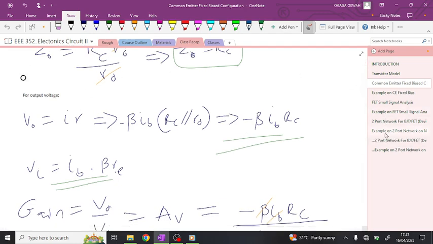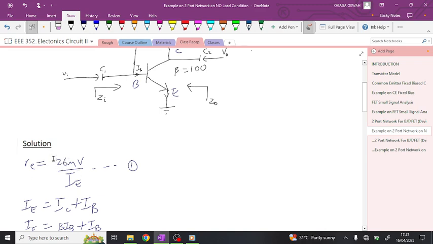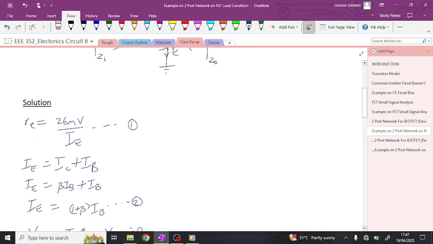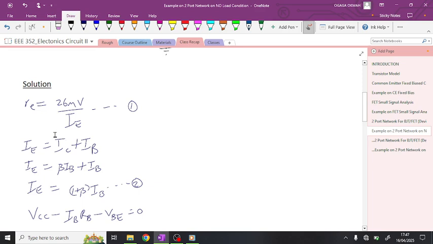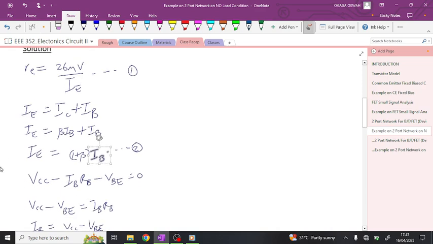So where are we now? We'll calculate the ROE value. By the formula, ROE equals 26 millivolts over IE, where IE equals IC plus IB. We've done this before. IC is the same as beta IB. So IE will now give us this value. To calculate IE, we need to know IB, and to know IB, we need to do this analysis from the collector to emitter part.